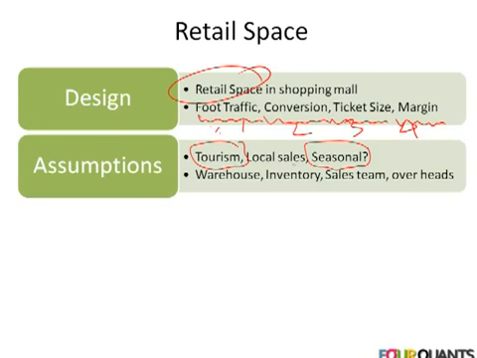In terms of assumptions, I actually have a long list of items, but the 3 that I'm primarily interested in: what part of traffic comes through tourism, what part of traffic is local sales, and what part of traffic is cyclical or seasonal in nature. So, do people buy more ice cream in fall, spring, winter, or summer? Do they buy more body lotions in fall, spring, winter, or summer, and so on and so forth.